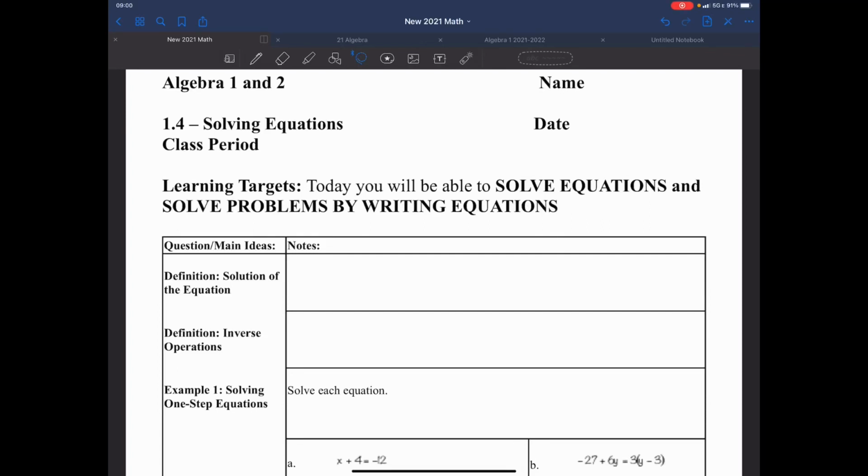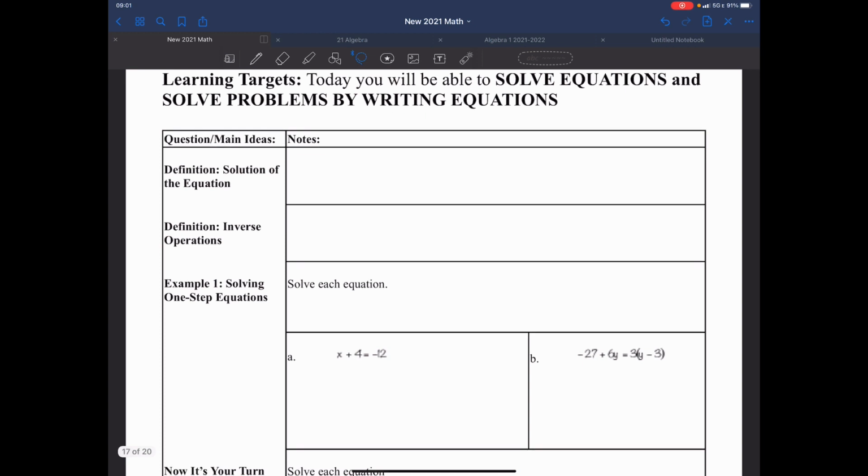Okay, we're going to look at solving equations. Today you'll be able to solve equations and solve problems by writing equations. The first thing to look at is the definition for the solution of an equation. When we say solution of an equation, we're talking about the answer. Basically it's any value for a variable that makes an equation true.